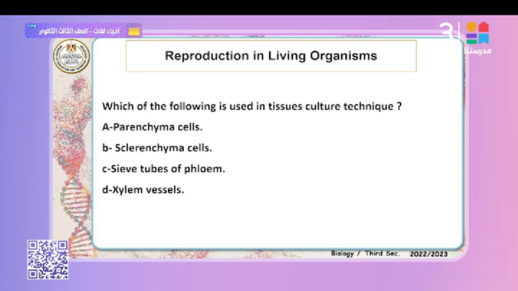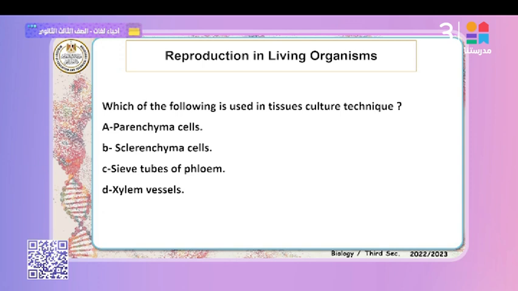Which of the following is used in a tissue culture technique? Tissue culture technique is a specific type of mitotic division. It's called asexual reproduction, depending on mitotic divisions. Mitotic divisions produce identical cells that have the same set of chromosomes, 2n, diploid, or haploid, as found in the parent cells.